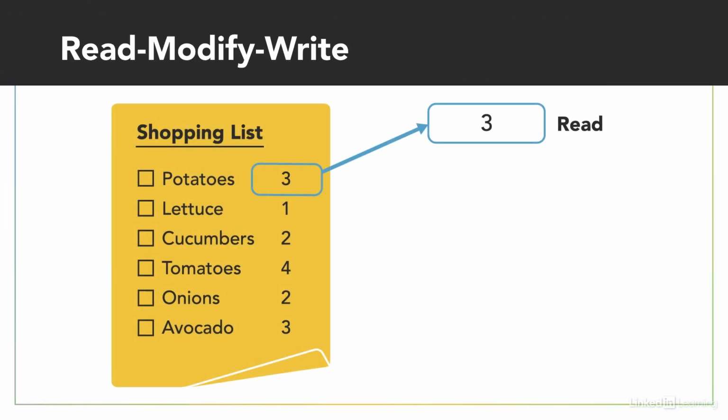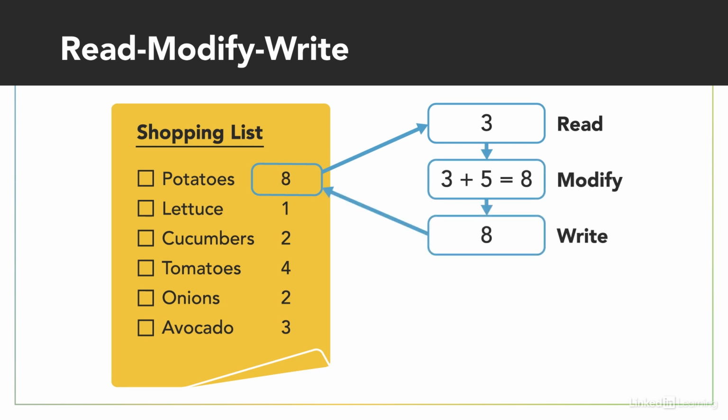As you can see, even a simple operation like adding 2 numbers is actually a multiple-step process. First, I had to read the existing value of that item from the shopping list. Then, I modified the value by adding what I needed to it. And finally, I wrote the result back to the shopping list.